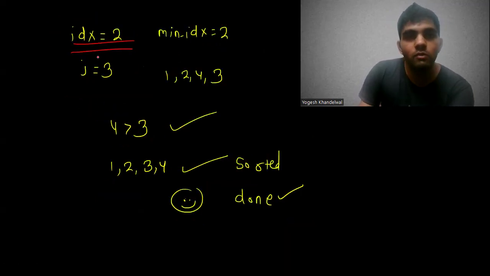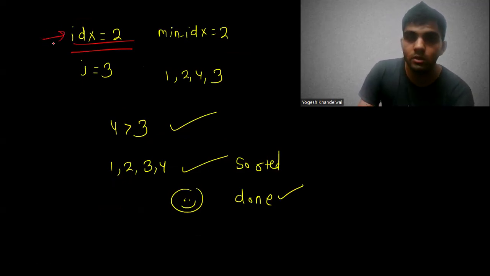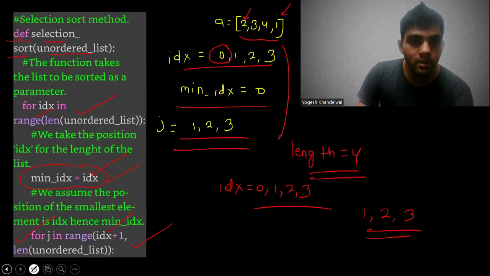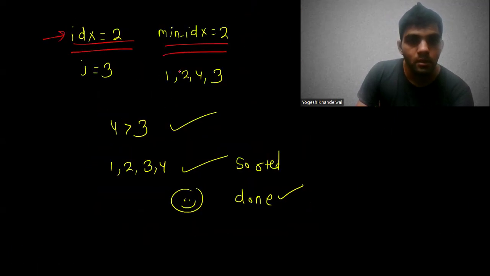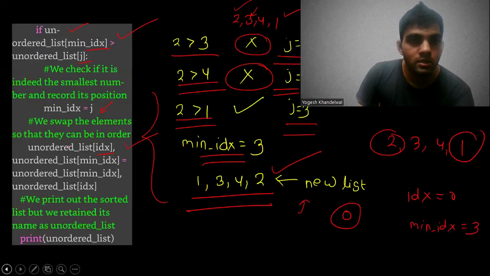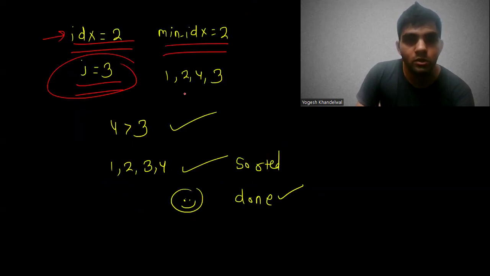And now we will check for idx equal to 2. This is our next idx value. So min index again will become 2, according to min index equal to idx. Only one value of j is remaining, j equal to 3. So now we check this condition with min index equal to 2 and j equal to 3. We compare the elements at index 2 and 3, these two elements.